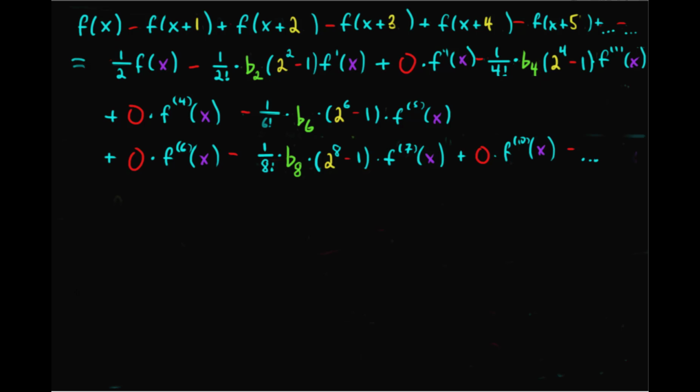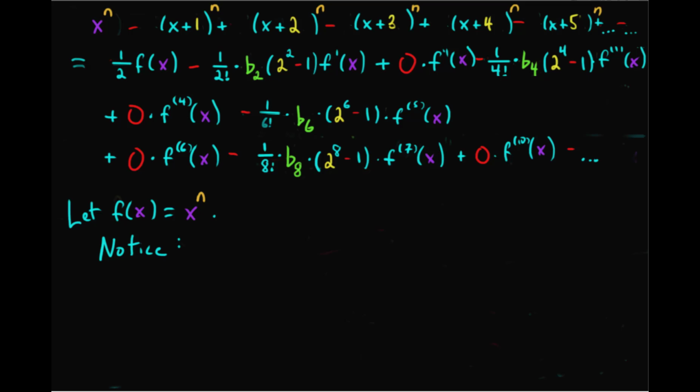So we'll have that this equals, on the right-hand side, 1/2 times f of x minus 1 over 2 factorial times b sub 2 times 2 squared minus 1 times f prime of x, but then I'll include the f double prime term. So that'll be plus 0 times f double prime of x, then minus 1 over 4 factorial times b sub 4 times 2 to the fourth minus 1 times f triple prime of x, and then plus 0 times f quadruple prime of x, and so on. So the even derivatives of f of x I'll multiply by 0, but this will help us see what's going on here. And then to consider this in full generality, we'll let f of x equal x to the n.